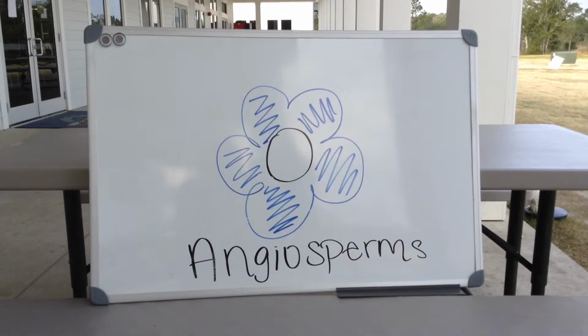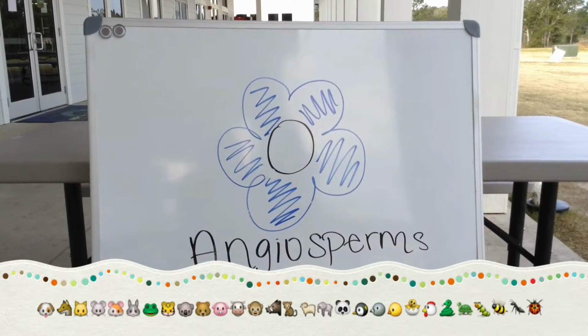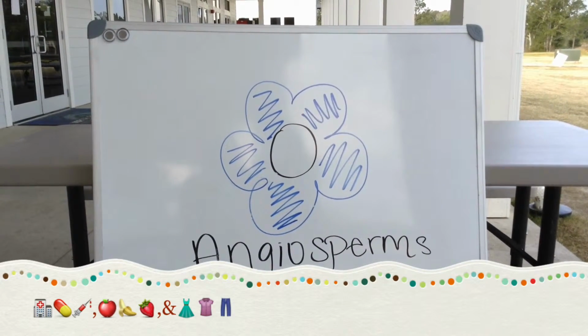Their leaves are flat. They are non-perennial. Their reproduction system mostly relies on animals. We use angiosperms for medication, food, and clothes.